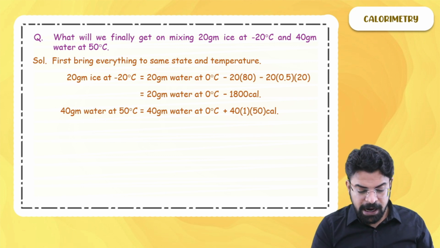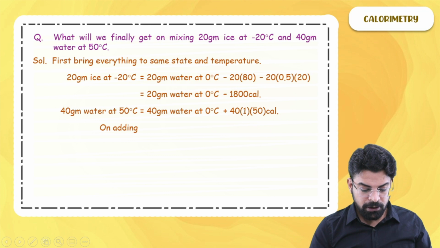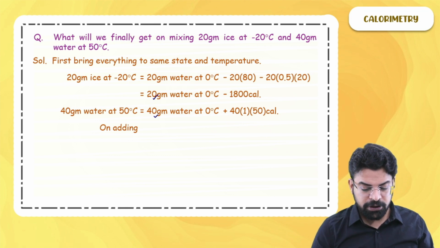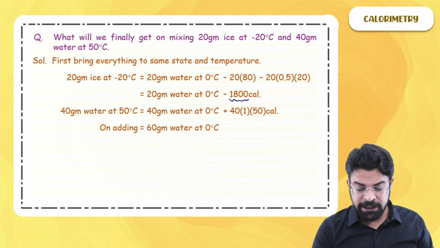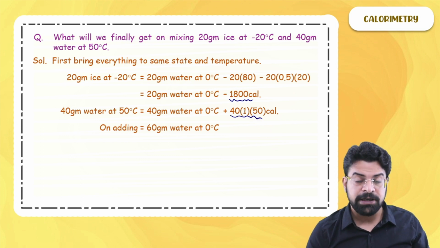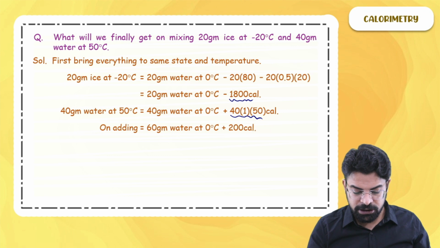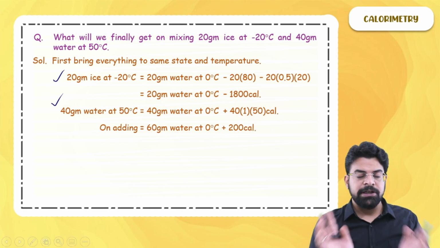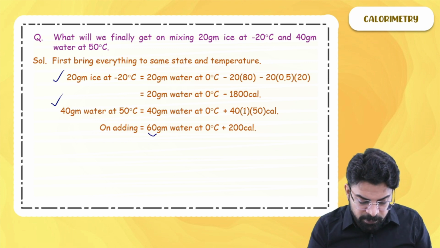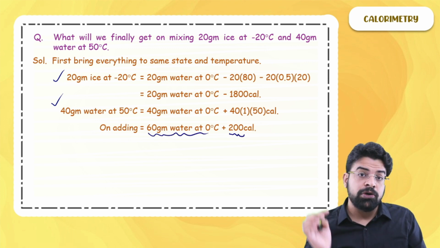Now when you add both of them up, what will you get? 20 plus 40, 60 gram of water at 0. And here, minus 1800 plus 2000, since 40 into 50 is 2000. So this gives you 200 calorie. So think that you do not have these two things. You have got 60 gram of water at 0 to which you have to provide 200 calorie.